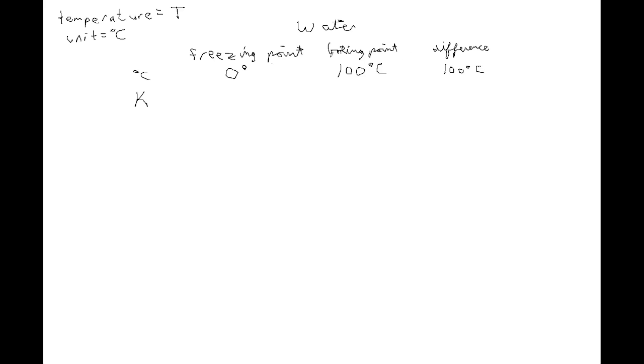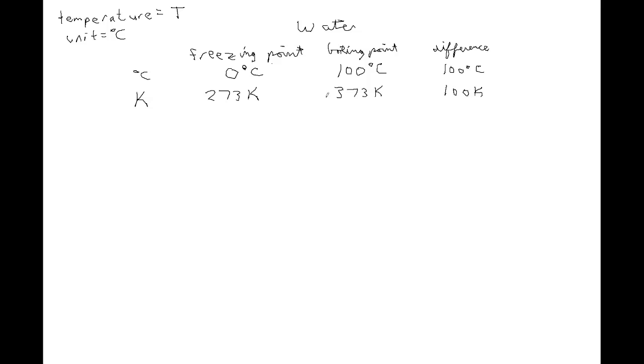Celsius. Now, do you know what the freezing point of water is in Kelvin? It's 273.15. I think you'll usually be fine if you just say 273. So it's 273 Kelvin. So what's the boiling point of water in Kelvin? 373. That's true. So what's the difference in Kelvin between the boiling point and the freezing point? 100 Kelvin.